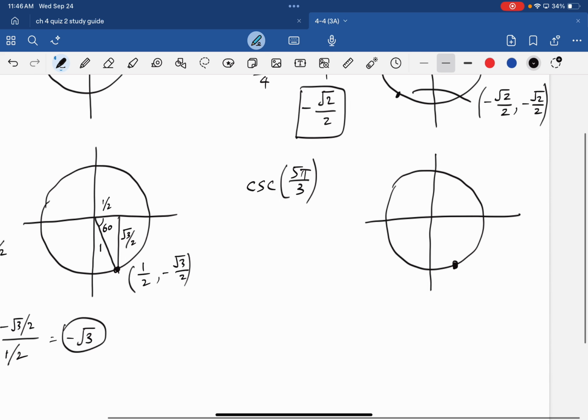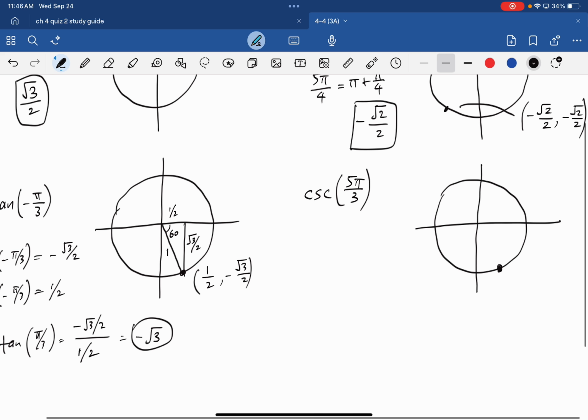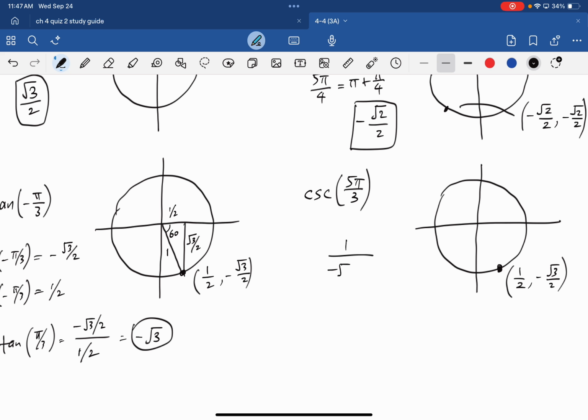All right, cosecant. Cosecant is 1 over sine, right? Well, this is the same point we just found. So that's 1/2 and negative root 3 over 2. And cosecant is 1 over sine, so we're going to take the reciprocal of the y value. So that's 1 over negative root 3 over 2, which is equal to negative 2 over root 3. And then we rationalize that to be negative 2 root 3 over 3, which is our answer.